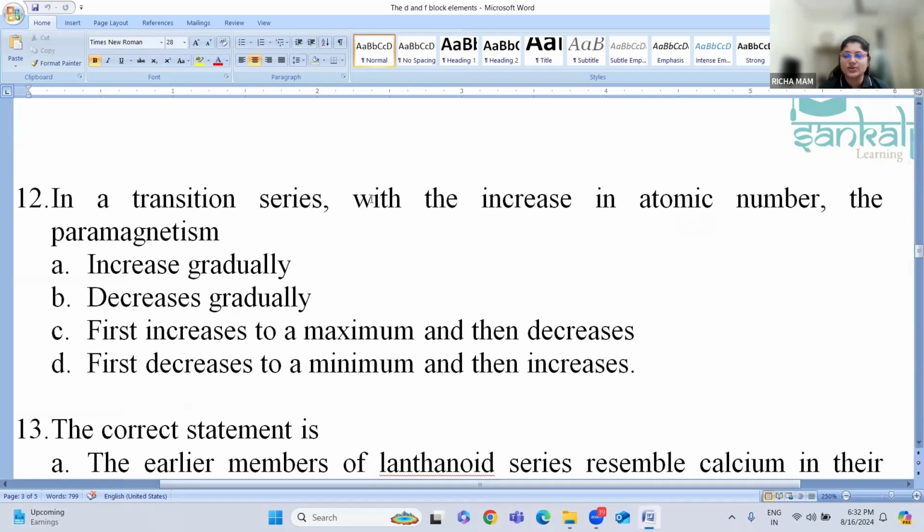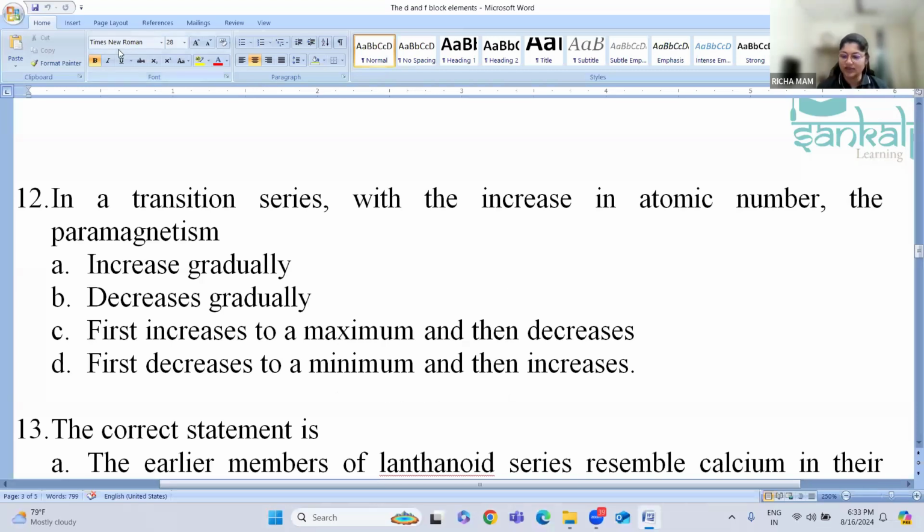So the next question is the 12th question. In the transition series, with the increase in atomic number, what happens to paramagnetism? A, increases gradually. B, decreases gradually. C, first increases to a maximum and then decreases. D, first decreases to a minimum and then increases.